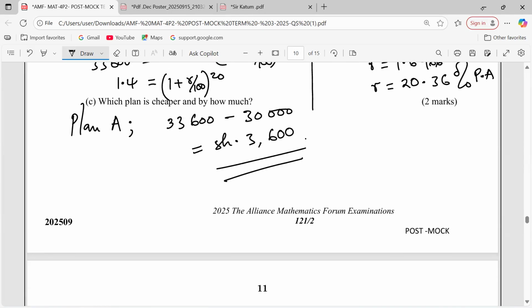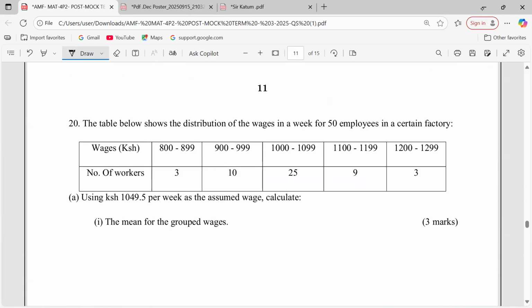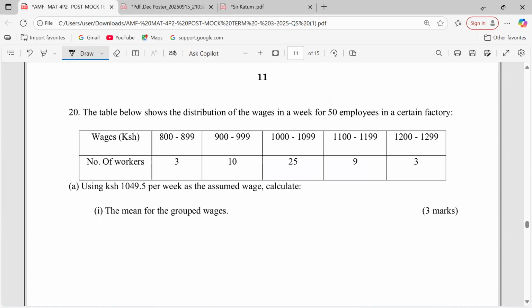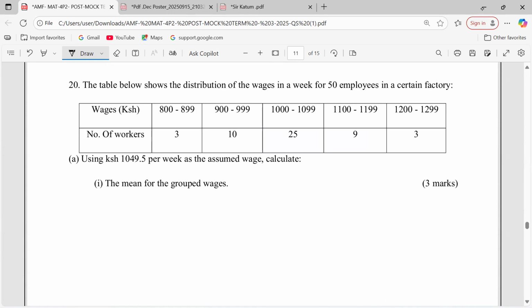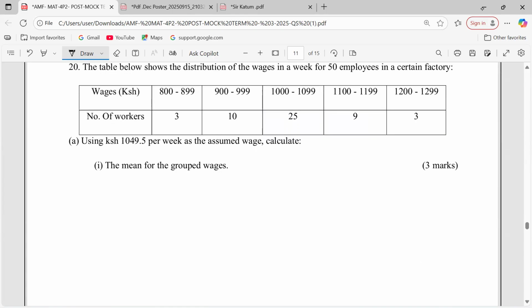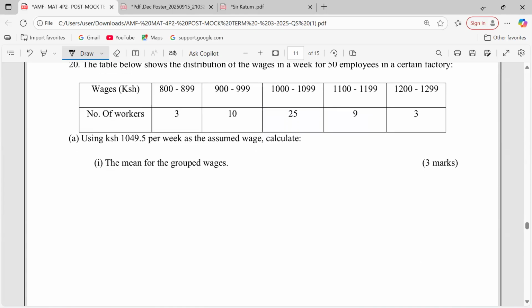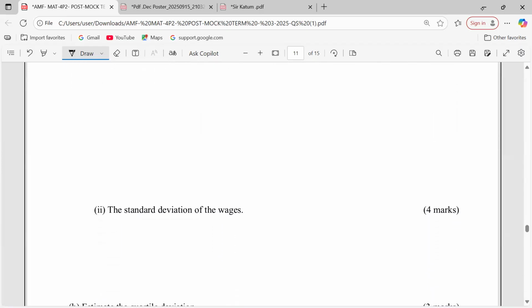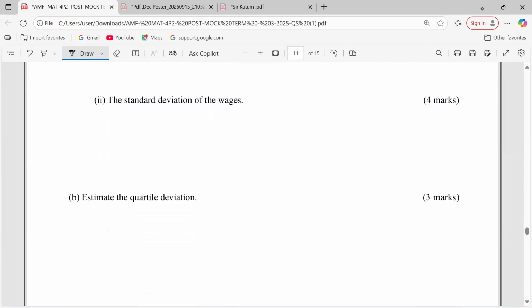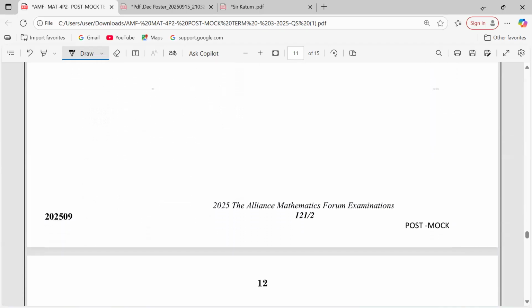Very good question. Looking at number 20 now on statistics. The table below shows the distribution of wages in a week for 50 employees in a certain factory. So we have the wages, you can see them in classes. Then after that, we have the number of workers, which is the frequency in this case. Using 1049.5 as the assumed wage, calculate the mean for this particular group, then calculate also the standard deviation of the wages and also estimate the quartile deviation for the grouped data.